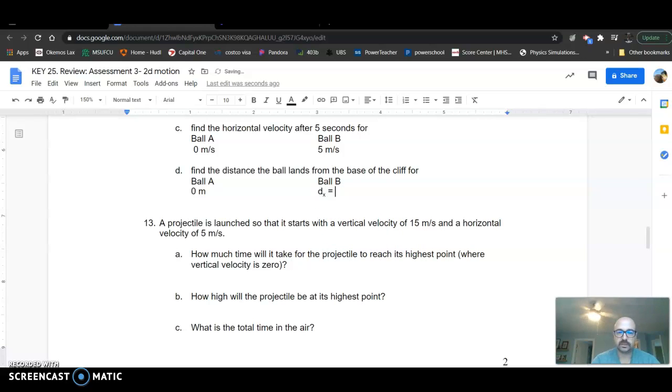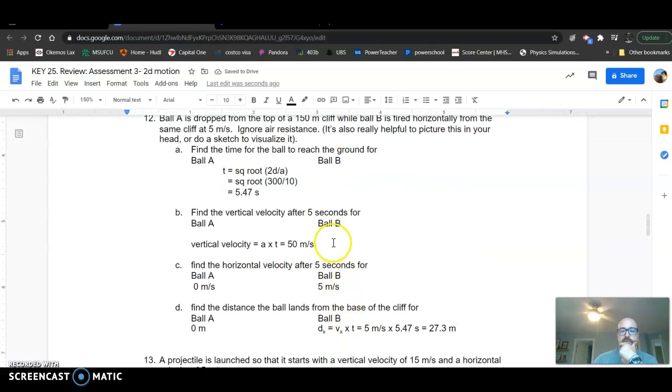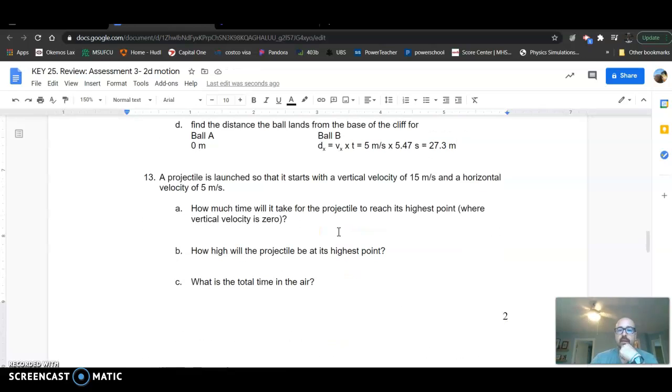So this is going to equal the velocity in the horizontal plane, the horizontal velocity, times the time. So that gives me 5 meters per second times the total time, which was 5.47 seconds, and I get 27.3 meters. So that's how I would solve number 12 right there.